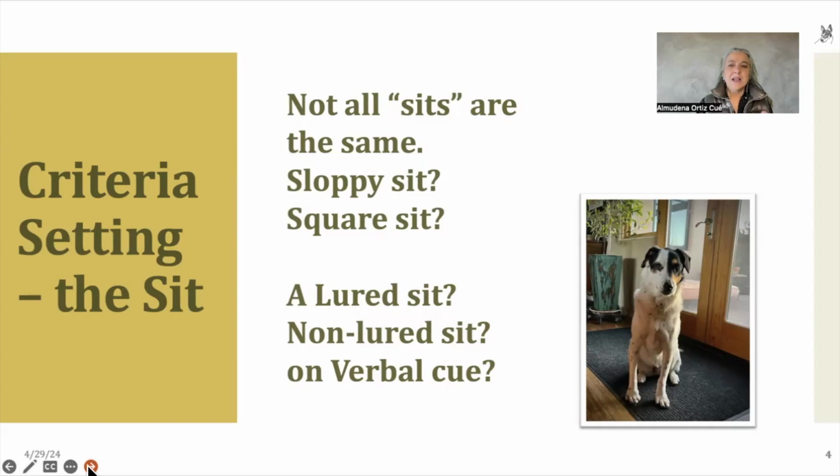Now, is it a sloppy sit where the hip is not square and the dog is going to one side or the other? Or is it a square sit? A little bit like the photograph here on the right. Did I have to lure this sit, use something in order to get the dog into that position? Or was it a non-lure sit? I didn't have to use my hand, for example, or food in order to get the dog in that position. Did I just use my verbal cue, sit, and the dog went into that position? So as you can see, there's many gamuts that can describe a behavior.